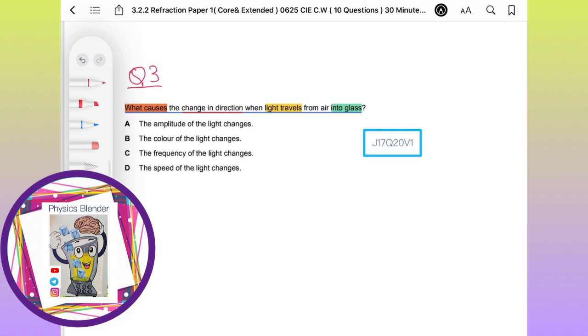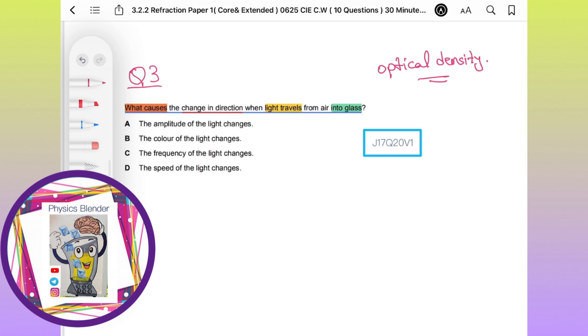What causes the change in direction when light travels from air into glass? What happens when light travels from a medium to another medium of different optical density? What do you mean by optical density? This expression is totally different from the actual density we discussed in topic 1. Okay? Here we are discussing refraction of light.